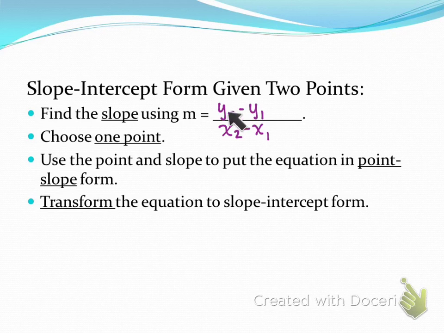Or if you prefer to put the y1 and the x1 first, you can. If you want to switch where the 1's and 2's are, that's okay. We cannot switch where the y's and x's are. So we're going to find slope. We will choose one of the 2 points that they give us.